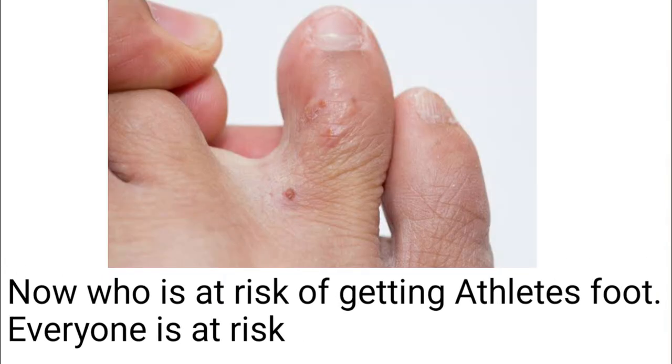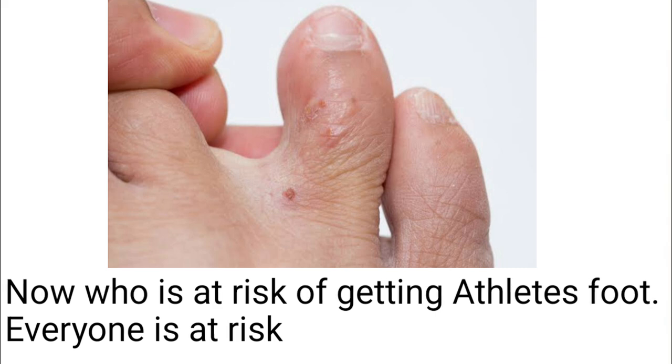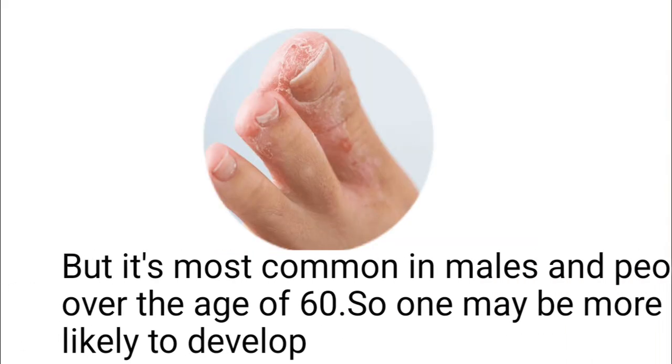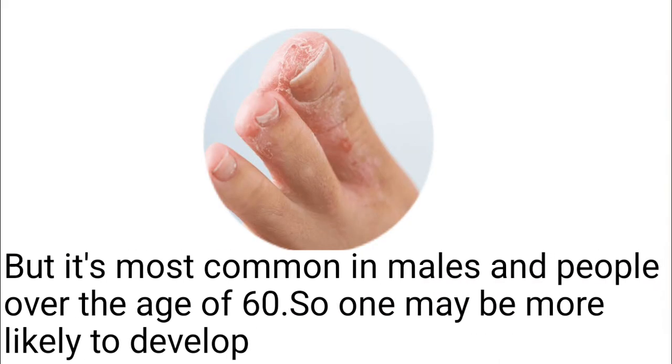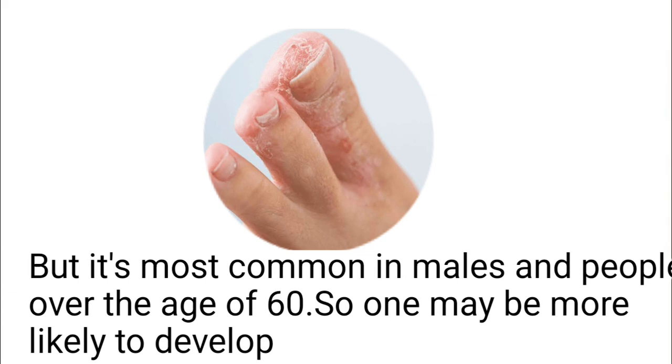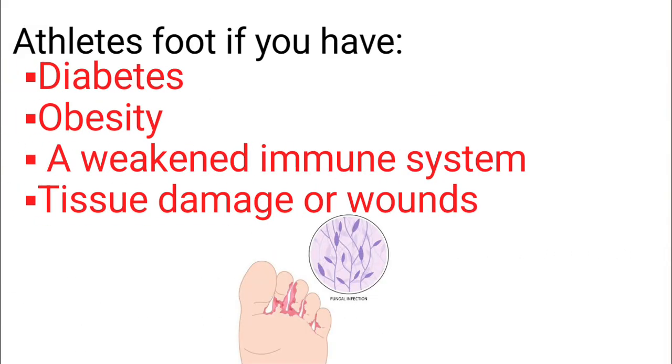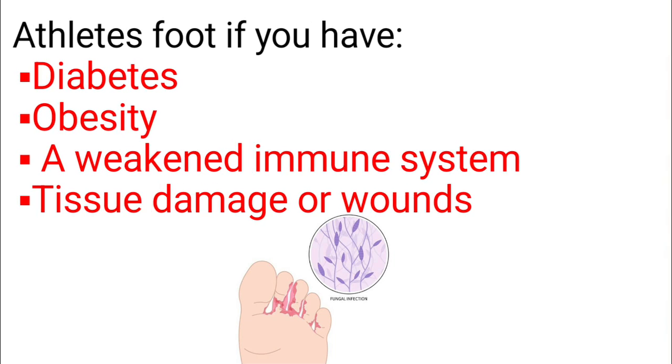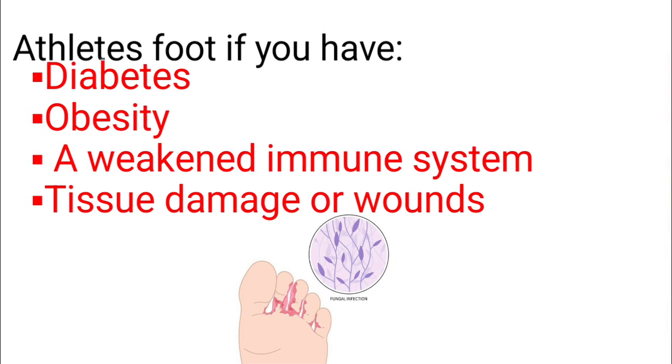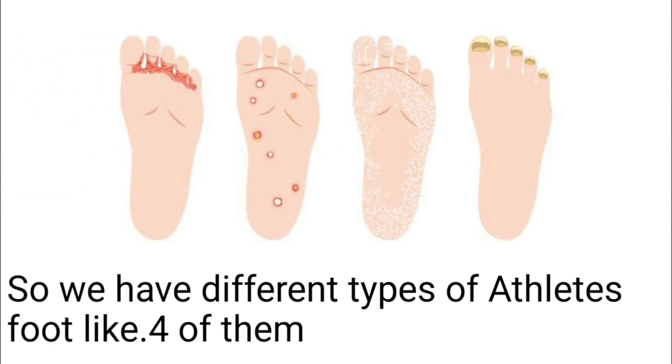Who is at risk of getting athlete's foot? Everyone is at risk, but it's most common in males and people over the age of 60. One may be more likely to develop athlete's foot if you have diabetes, obesity, a weakened immune system, tissue damage, or wounds. So we have different types of athlete's foot, and we have 4 of them.